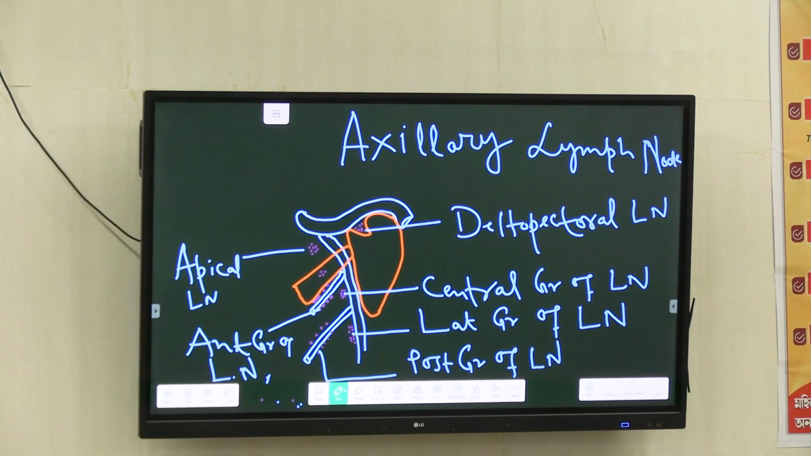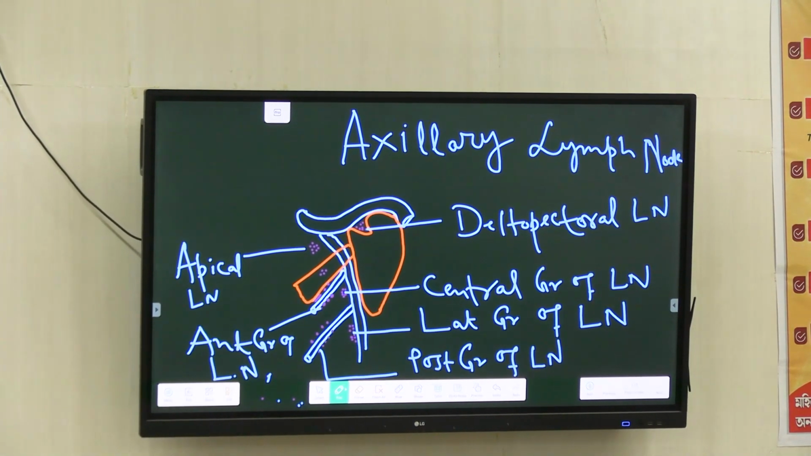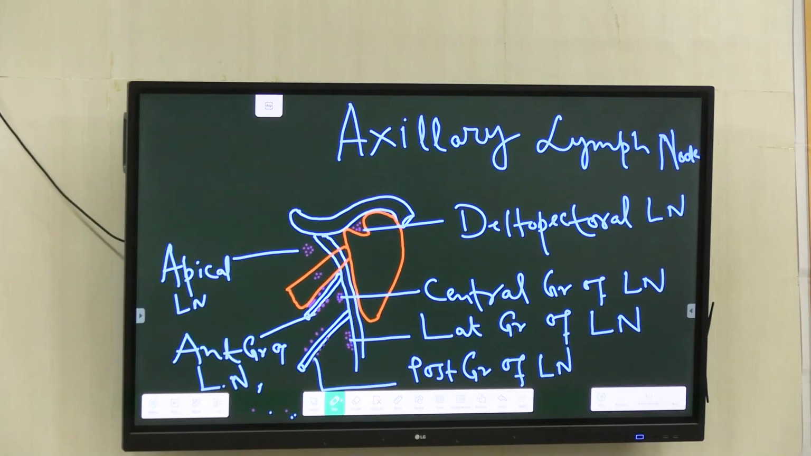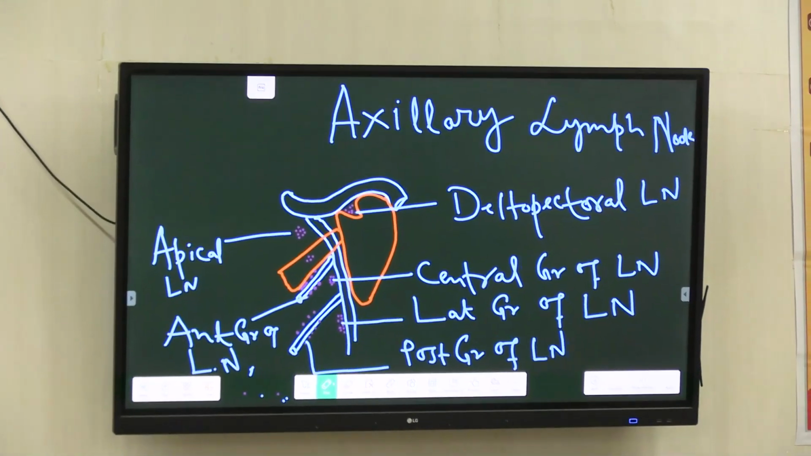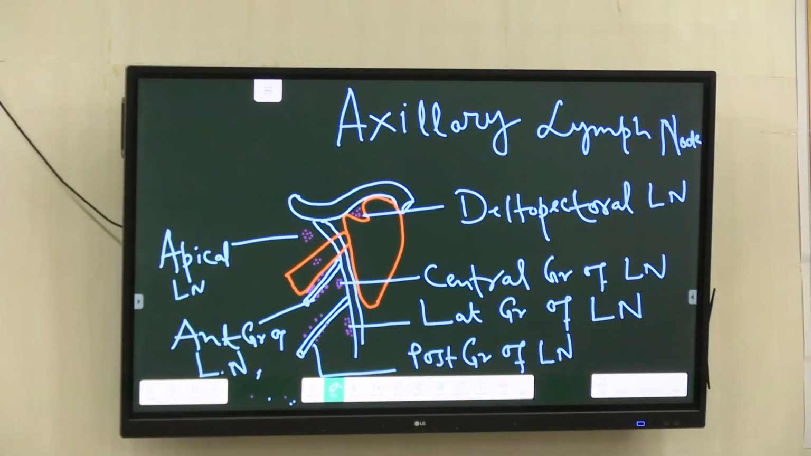Of discussion is axillary lymph nodes. Why is the axillary lymph node so important? Especially in case of female. Why? Because of the breast carcinoma.